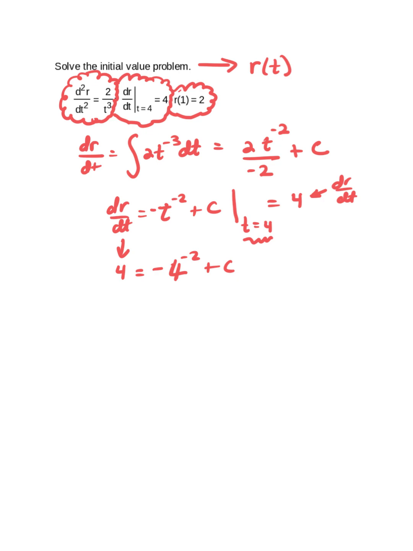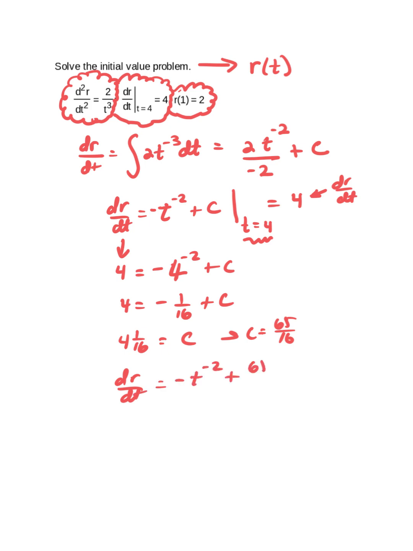And now I'm going to solve for c. So I have 4 equals negative 1 over 16 plus c. It means that 4 and 1/16 is c. That means that c is 65/16. So dr over dt is negative t to the negative second plus 65 over 16.